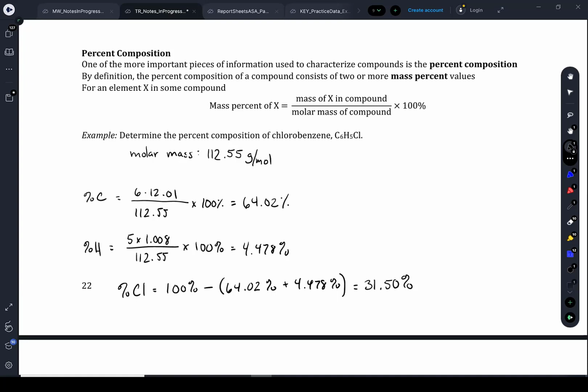Now, we don't find these just for the exercise of doing it. We do this because we now have a very powerful tool. If I'm working with chlorobenzene a lot, what I can now say is that a percent means for every 100 grams of the whole, there are, in the case of carbon, 64.02 grams of the part, carbon. And in the case of hydrogen, for every 100 grams of chlorobenzene, there is 4.478 grams of hydrogen. So I can use this over and over in problems. It's also very easy to calculate. There's lots of apps that'll calculate these things super quick. I'll show you one in a minute. So that's how you need to think about this.